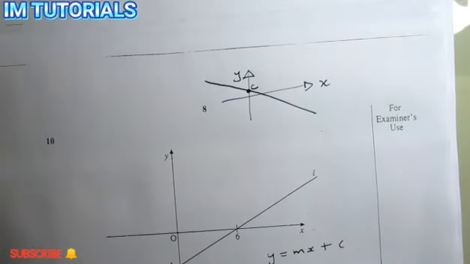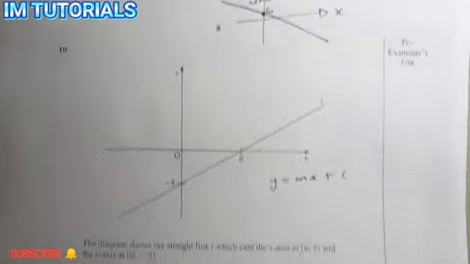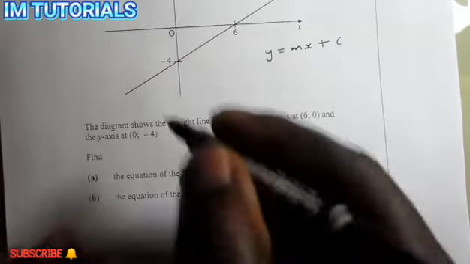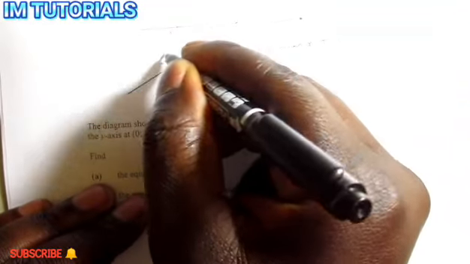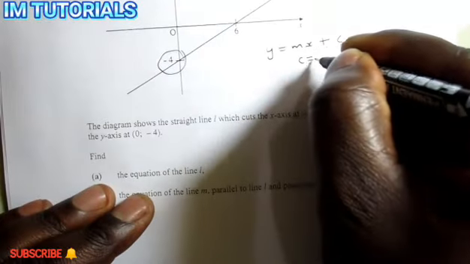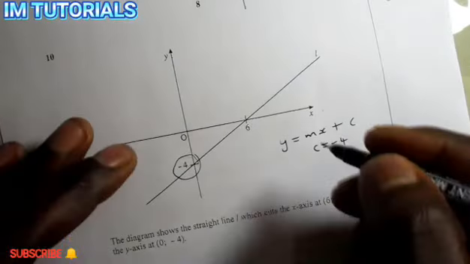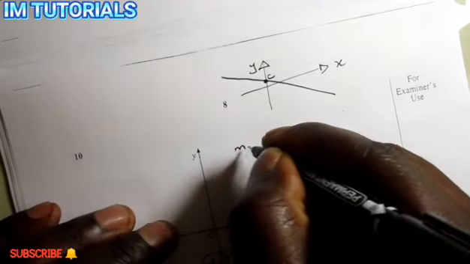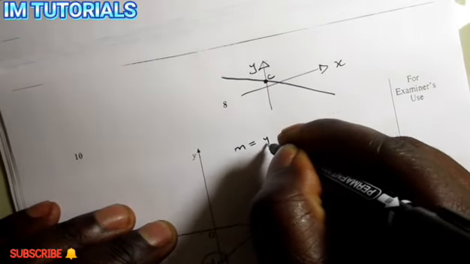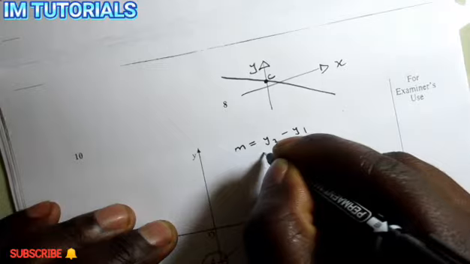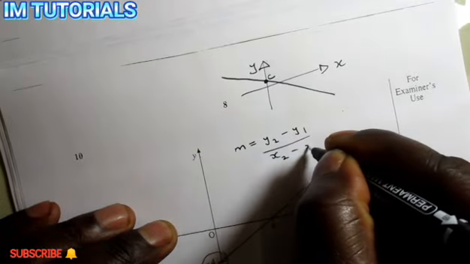So if you want to identify c, you just need to look at the point of intersection between the straight line and the y-axis, and in this case they are intersecting at minus 4. So it means that our c is negative 4. I hope you are following class, right? So how do you find m? M can be found in two ways. The first way is m = (y2 - y1) / (x2 - x1).